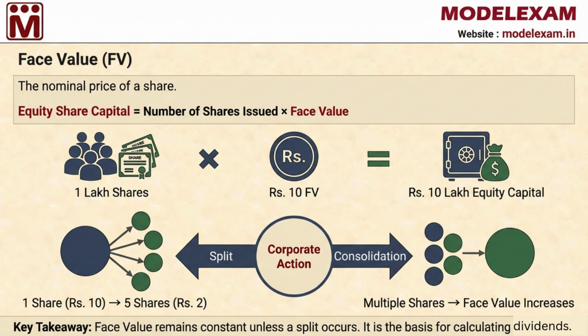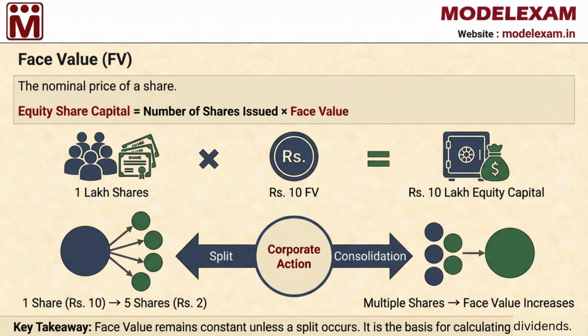This is essentially the nominal price of a share. To calculate the equity share capital, we multiply the number of shares issued by this face value. For instance, if a company has issued 1 lakh shares with a face value of 10 rupees, then the equity share capital is 10 lakh rupees, that is 1 lakh multiplied by 10.